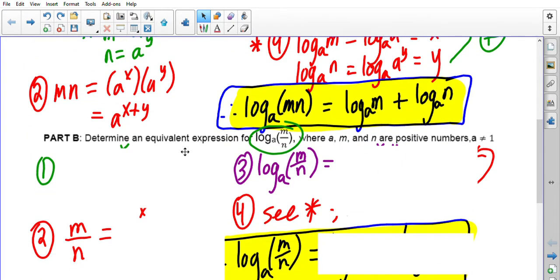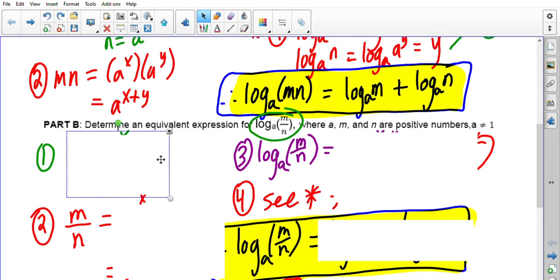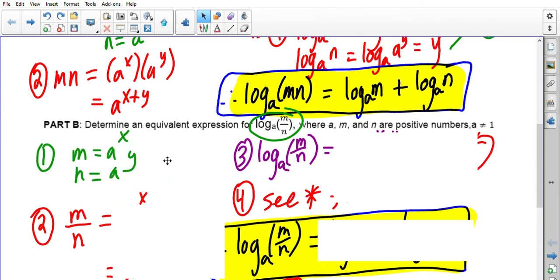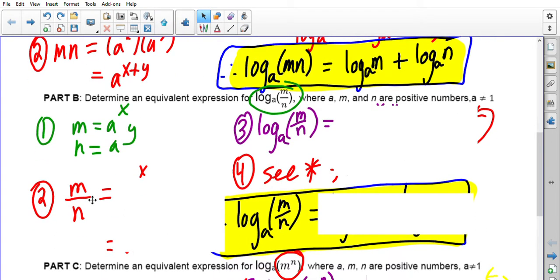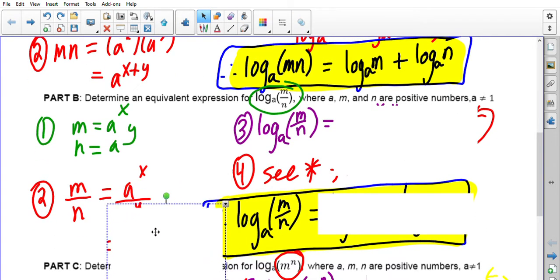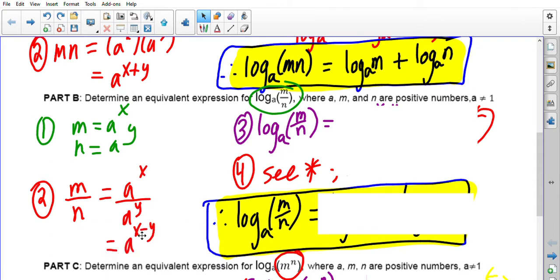All right, let's do the same little investigation with log of m divided by n to the base a. All the same properties apply: a, m, and n are positive. Just as before, we're going to say that m is equal to a to the x and n is equal to a to the y. If I do m divided by n, that is going to be a to the x divided by a to the y. When we divide powers with the same base, we subtract their exponents. So we get a to the x minus y.